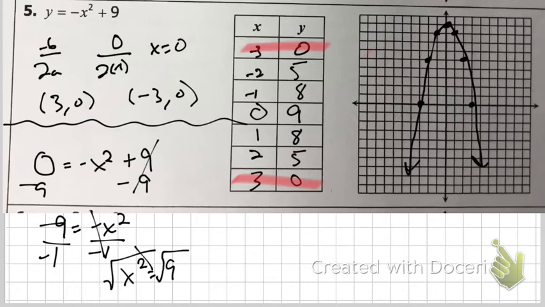Now, here's where things get interesting. What can x equal? Negative 3 or 3. Yeah, it's 3 and it's negative 3, right? Because 3 squared is 9, and negative 3 squared is also 9. Did you guys check our answers?